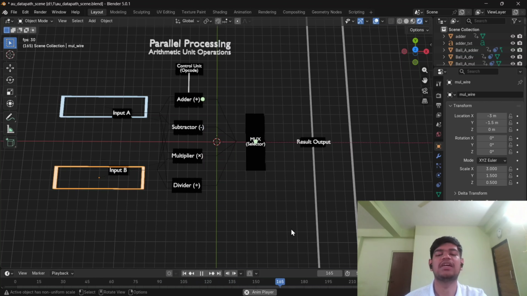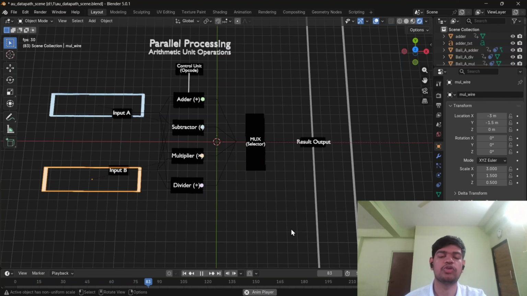For subtraction, the unit cleverly reuses the adding hardware by utilizing two's complement logic. It inverts the bits of the second number and adds a 1. A multiplexer at the output stage, guided by the control unit, selects the correct final calculation to pass forward.